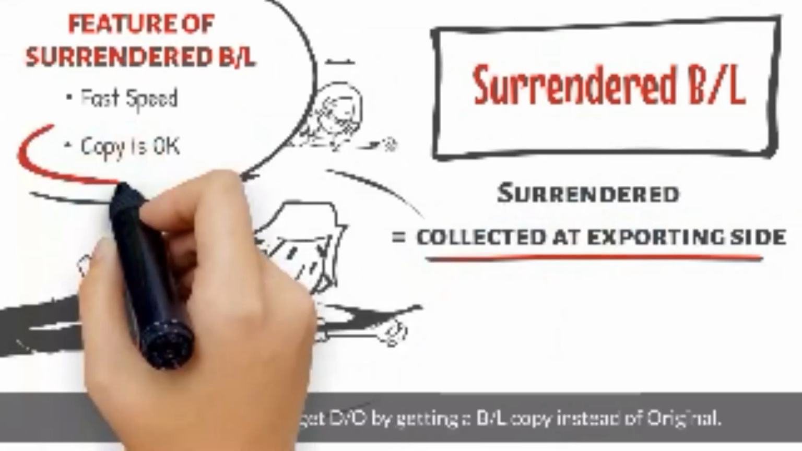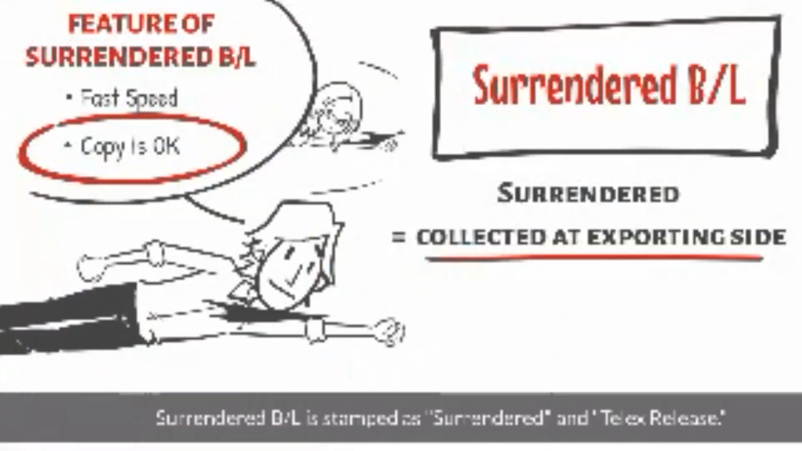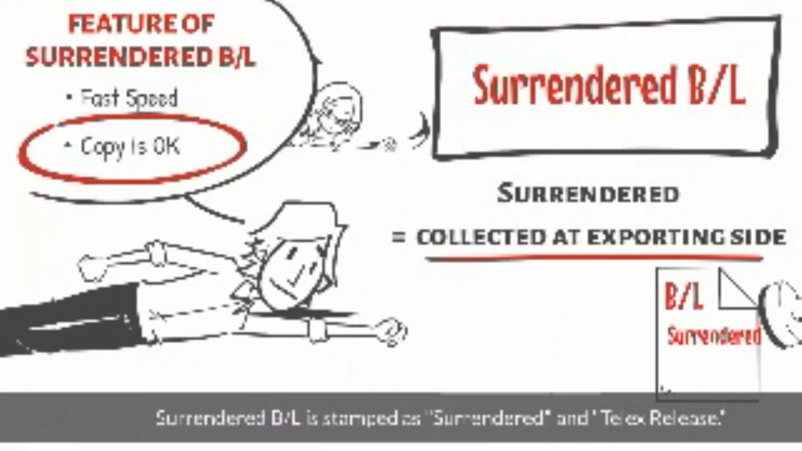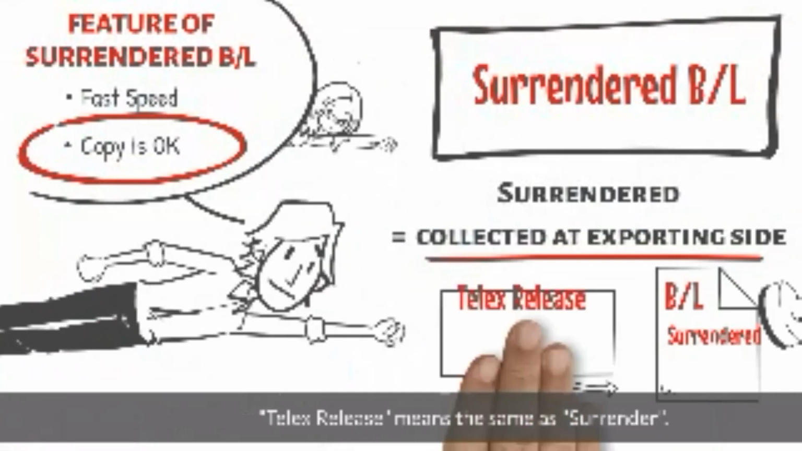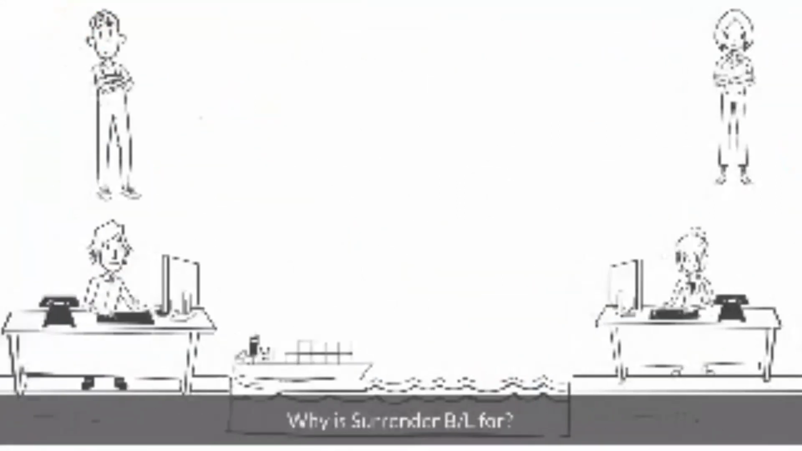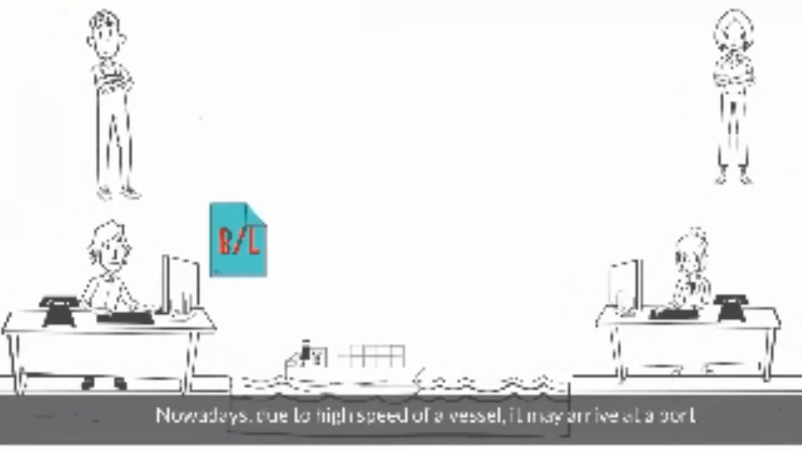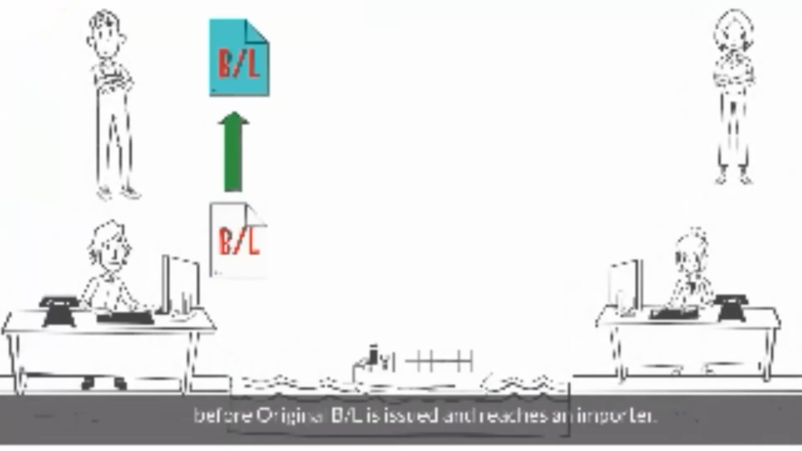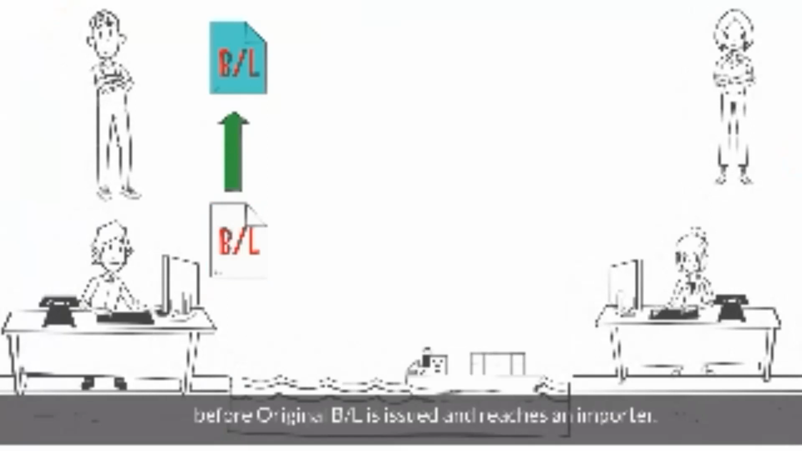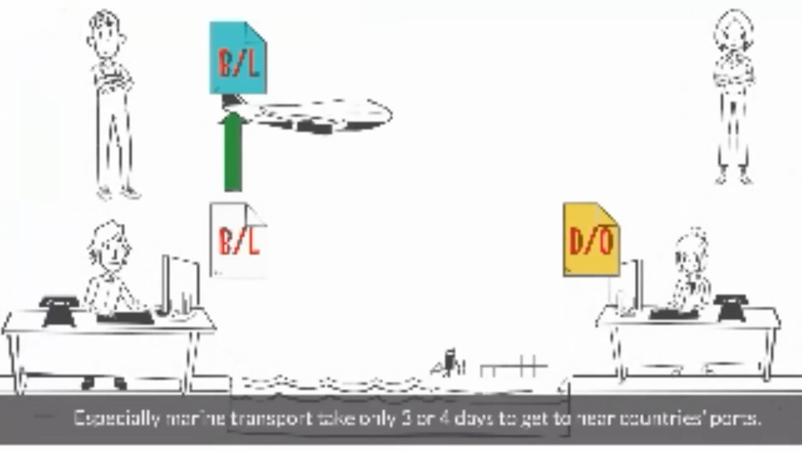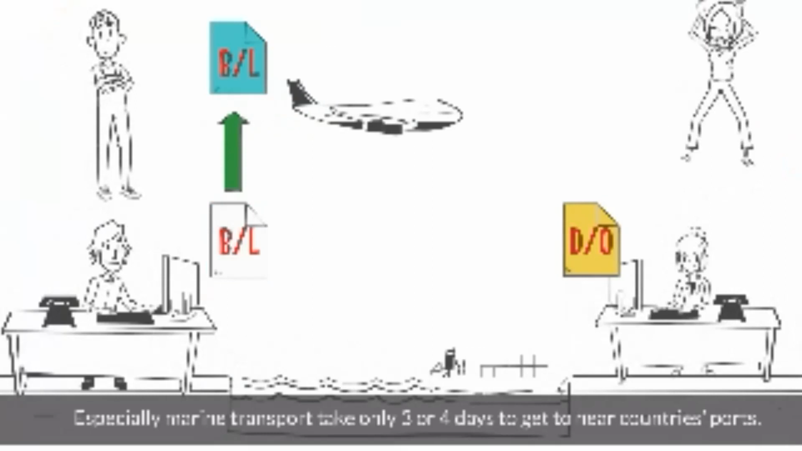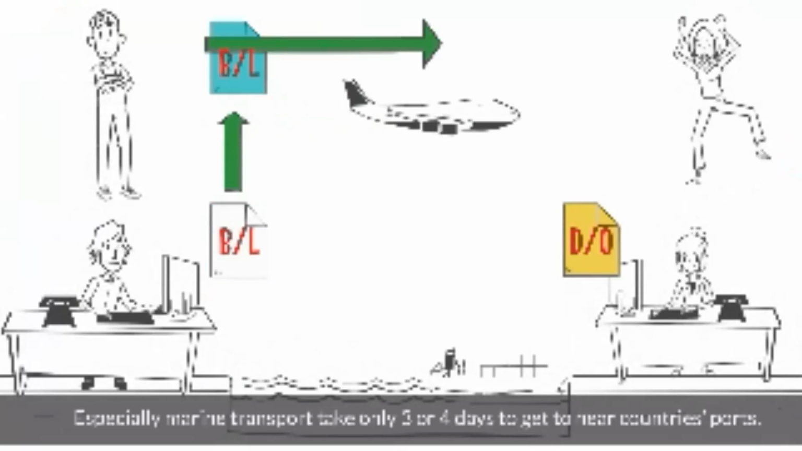The importer can get the DO by getting a BL copy instead of the original. Surrendered BL is stamped as surrendered, and telex release. Telex release means the same as surrender. Why is surrendered BL used? Nowadays, due to the high speed of a vessel, it may arrive at a port before the original BL is issued and reaches an importer. Especially marine transport takes only 3 or 4 days to get to nearby countries' ports.